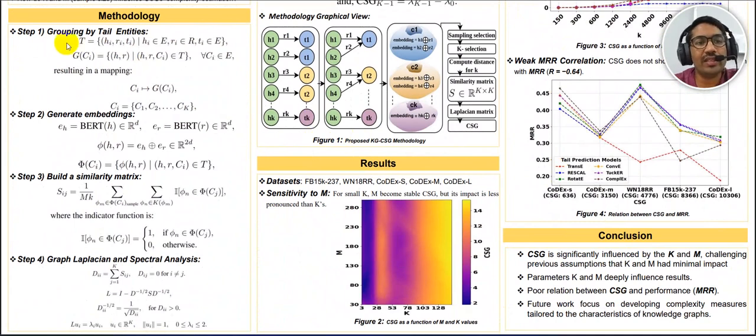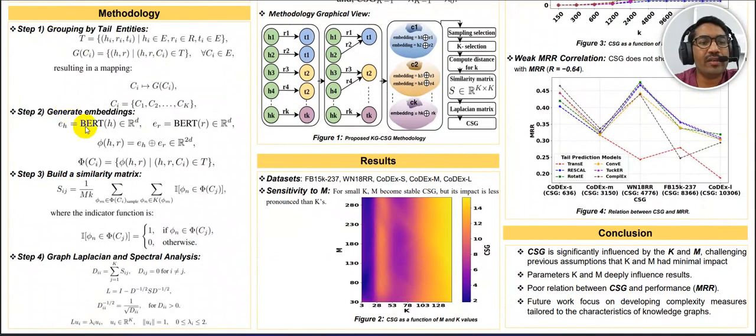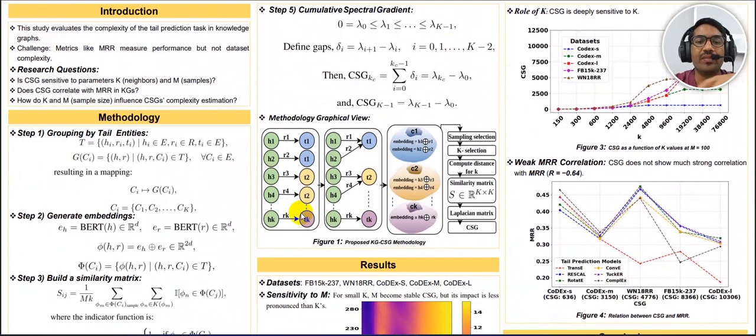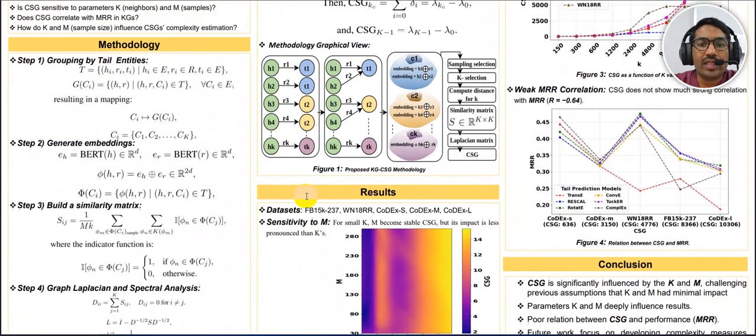We followed different steps. Initially we created groups based on unique tail entities, and then we generated embeddings with the combination of head and relationship. We concatenated them, created embeddings, and then built a similarity matrix. Then we applied the graph Laplacian and spectral analysis, and finally we computed the cumulative spectral gradient, and that gradient tells us how closely these classes are mixed with each other.